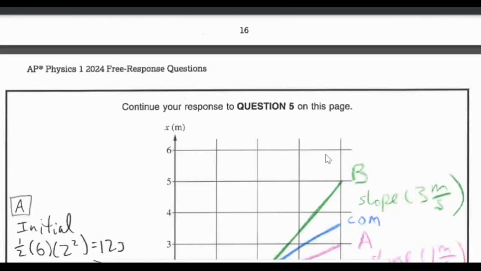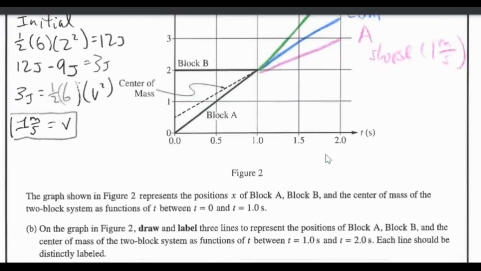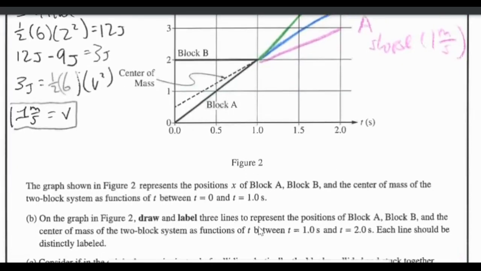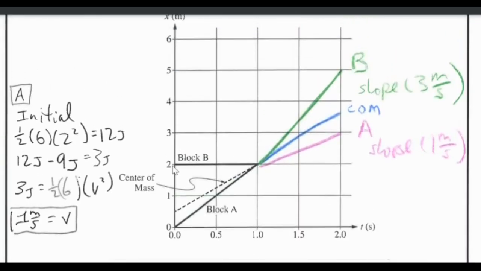Now going to the second part, there's a lot more going on here. So it says, draw and label the 3 lines to represent positions of block A, B, and the center of mass of the 2-block system as functions of t between 1 and 2 seconds. Each line should be distinctly labeled. All right, so I'll tell you what I was thinking in each of these different parts. So let's start with block A. So block A has some kind of speed that we didn't know before.